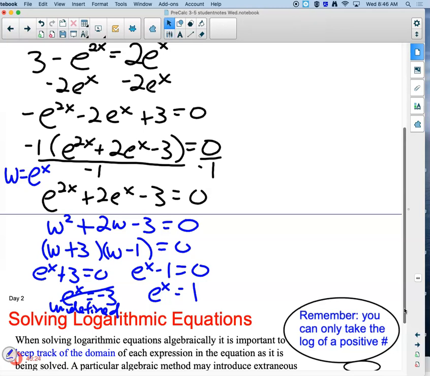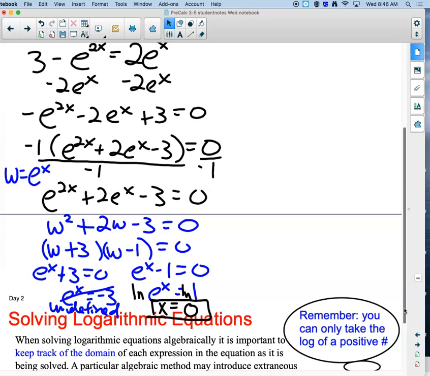And to solve that one, you could either just think about it for a second, or you could, of course, take the natural log of both sides. E to the something comes out 1. Well, that something has to be 0. That's the only power you can raise it to that would give you 1. So x equals 0.